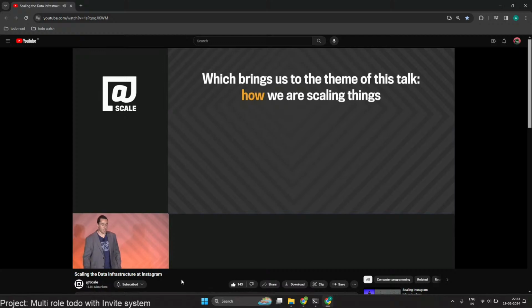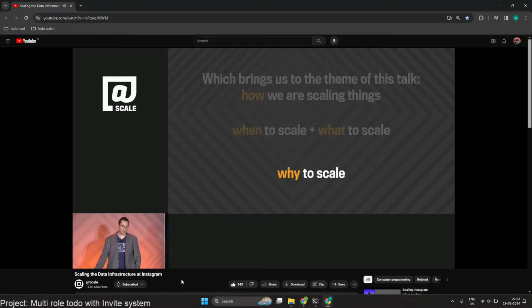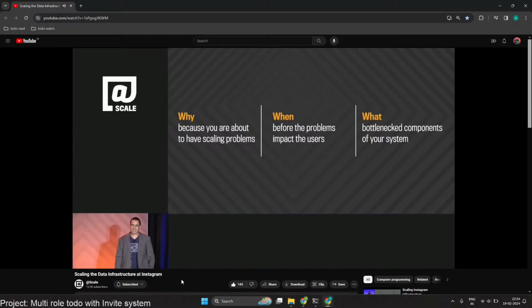Which brings me to the theme of this talk, which is how we are scaling things, how we are growing our systems, how we are growing the team. And before I get to how, I'd like to get into when and what: when to scale and what to scale. Which brings me yet another question to answer before that, which is why to even scale? So I'll address those three things in a single slide, and go in order.